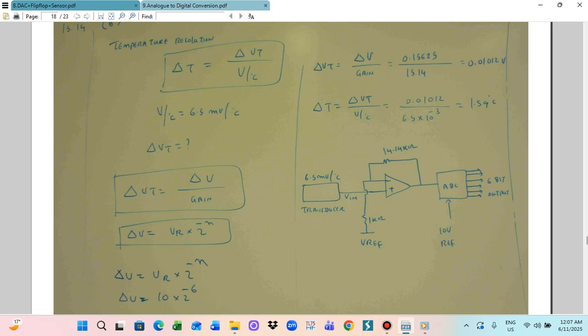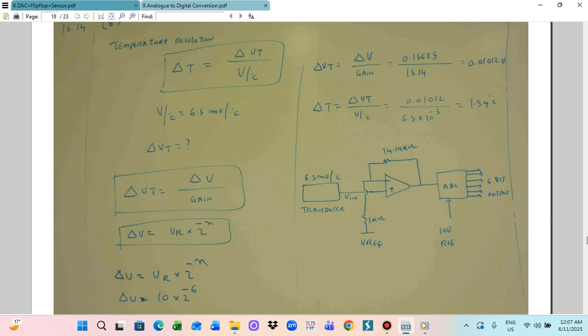The input will be a transducer whose sensitivity is 6.5 millivolt per degree centigrade. After that we enlarge the gain. This gain stage produces an analog signal, and the analog signal is converted to digital by the analog to digital converter. The output will be 6 lines coming out, which is the 6 bit output. In this case, the converter requires the 10 volt reference. So this is the design of the sensor circuit, a digital approach, and this is the final design.